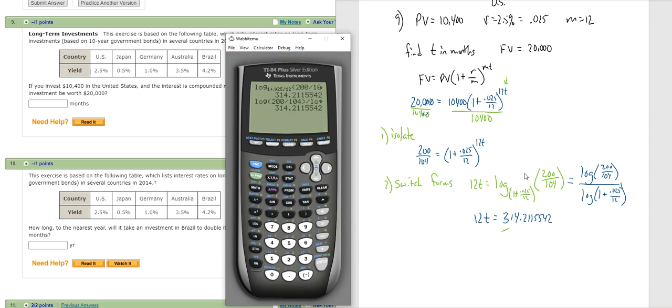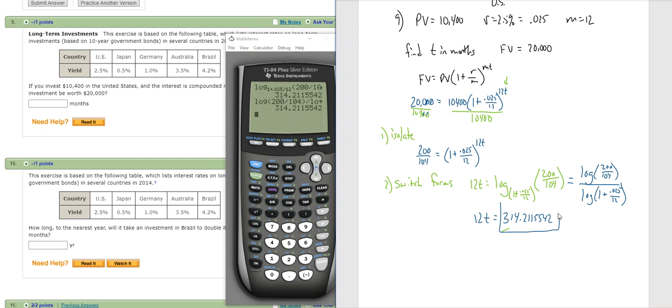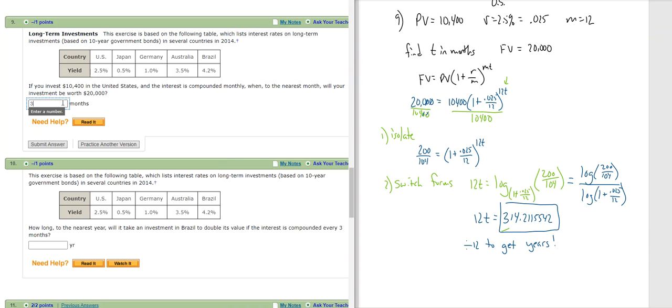So if you have the fancy key, awesome. If you don't, you're still going to get the same answer. Now here, we're going to stop. This is our answer. If we divide by 12, we'll get years. So this answer of 314 is what the number of months will be. Let's check it out.